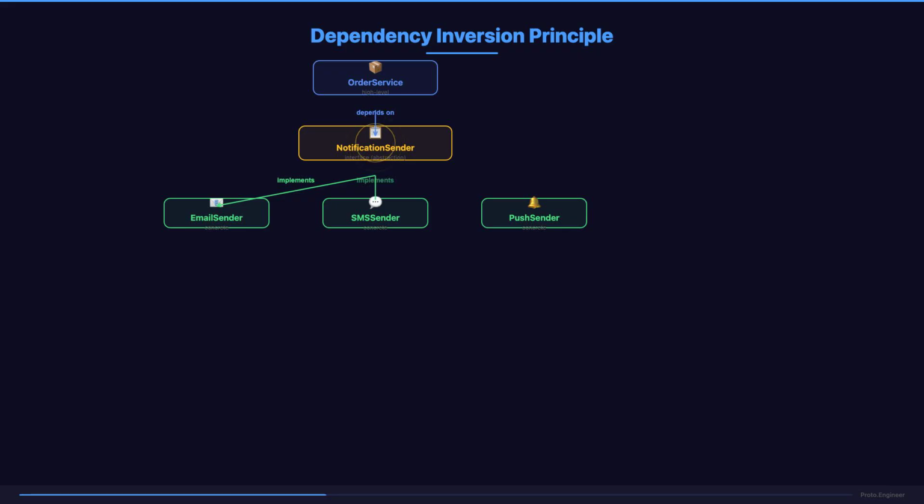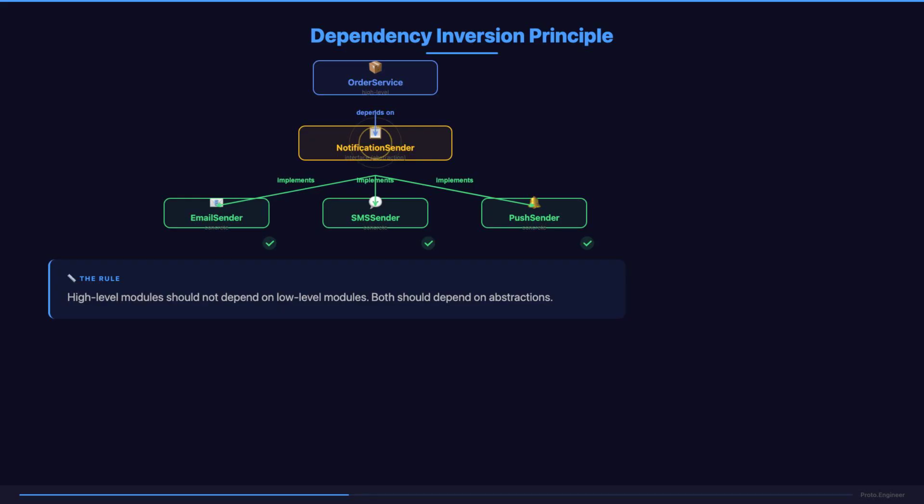DIP says to put an abstraction in the middle. Define a notification sender interface with a send method. Order service depends on that interface, not on email sender directly. Now you can inject email sender, SMS sender, or push sender at runtime. The high-level module, order service, depends on the abstraction, not the concrete implementation.